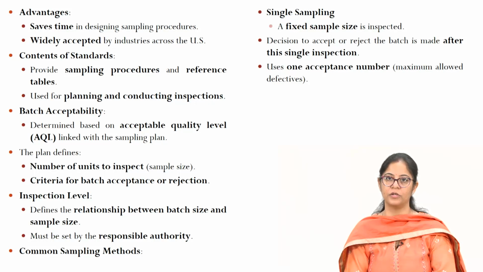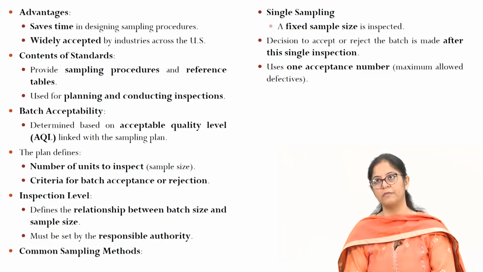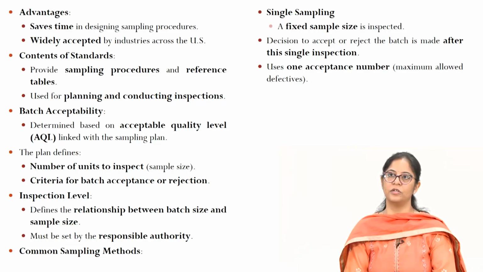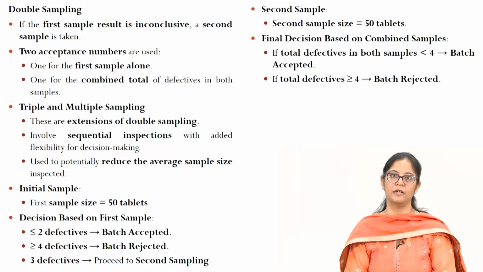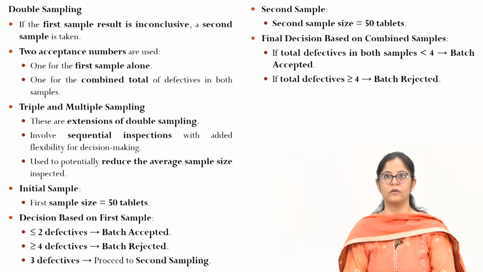The common sampling methods could be single sampling, where a fixed sample size is inspected. The decision to accept or reject the batch is made after this single inspection. This uses one acceptance number, the maximum allowed defectives, for the acceptance or rejection of the batch. There could be double sampling. If the first sample result is inconclusive, a second sample is taken. Two acceptance numbers are used, one for the first sample alone and one for the combined total of the defectives in both the samples. Triple and multiple samplings can also be done.